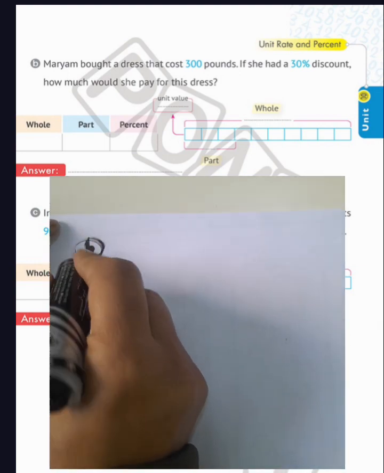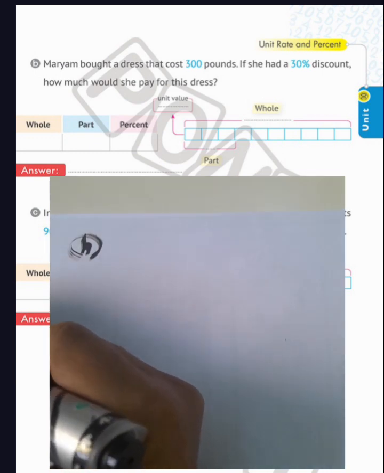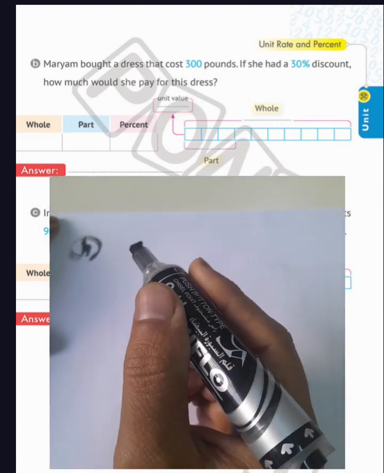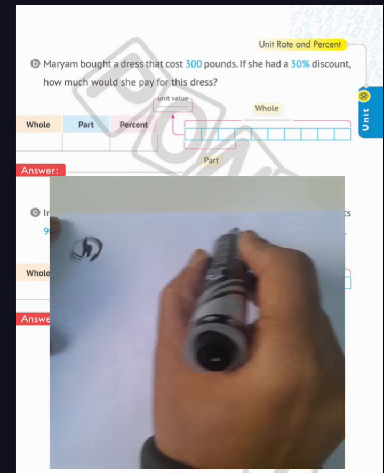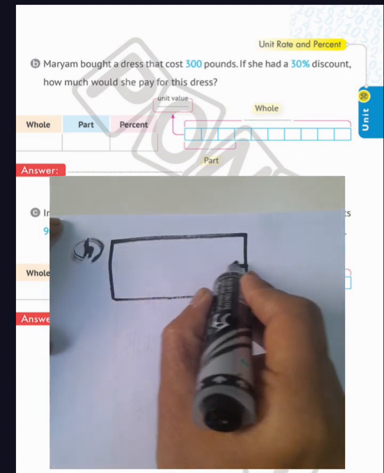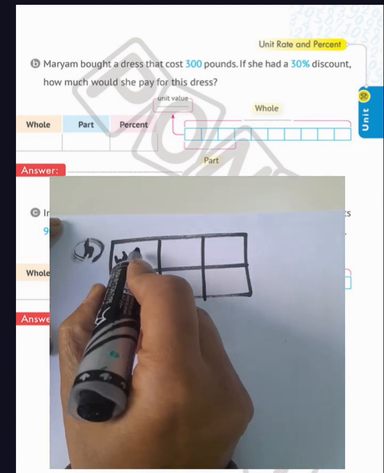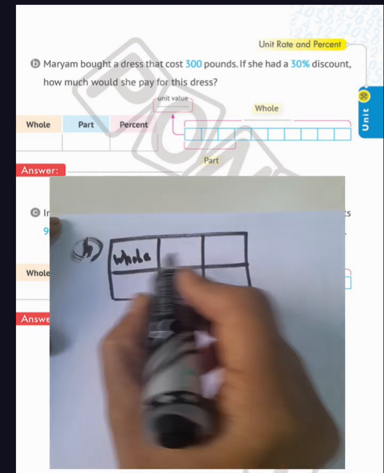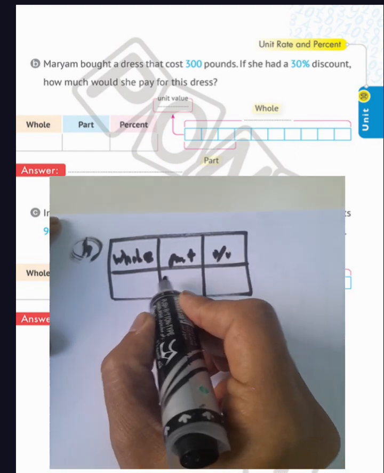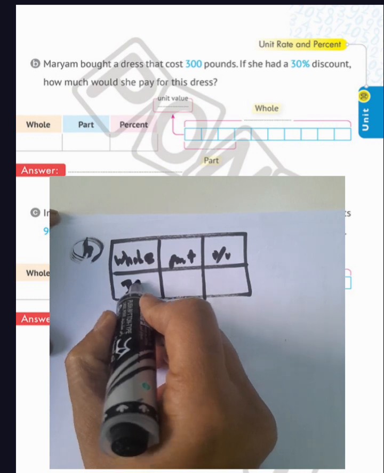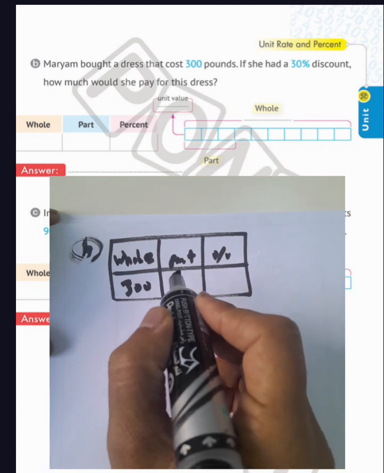Letter B: Mariam bought a dress that costs 300 pounds in total. If she had a 30% discount, how much would she pay for this dress? Okay, we will draw a table and divide it into 3 parts. Write the whole, the part, and the percent. The whole, the total, was 300 pounds. And the part, she had a 30% discount.